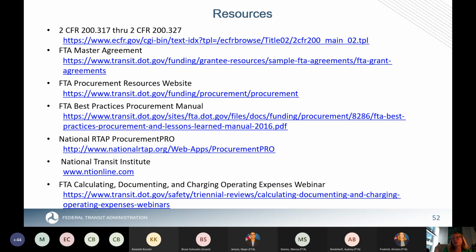Of course, the National Transit Institute offers a number of trainings in the procurement area. And there is a webinar similar to the format of this one on FTA's website. That one was specifically about calculating, documenting, and charging operating expenses. And so that could be a good webinar too, whether you're new to receiving operating assistance or you're not, because it's applicable to both situations, whether you just started receiving operating assistance or you've received it throughout your history. Some real good information about the financial side of that.